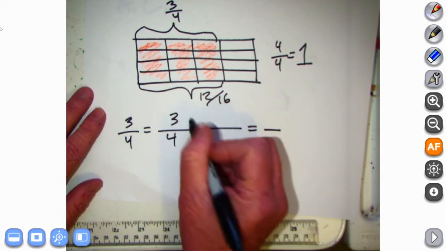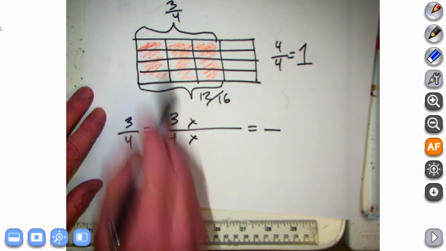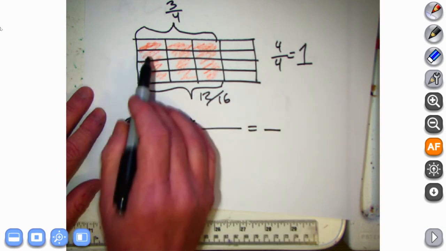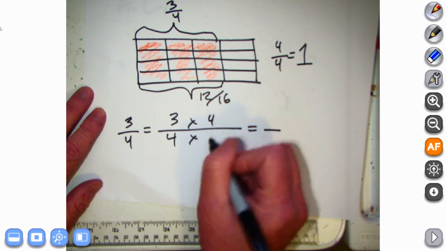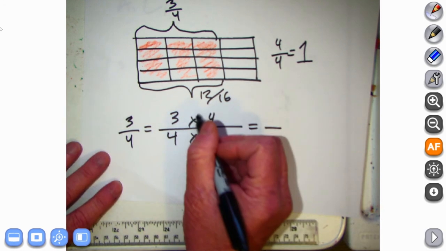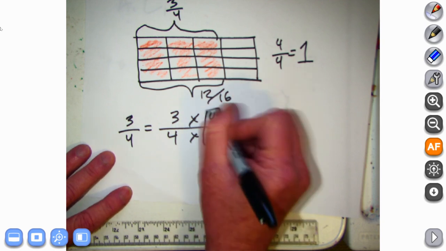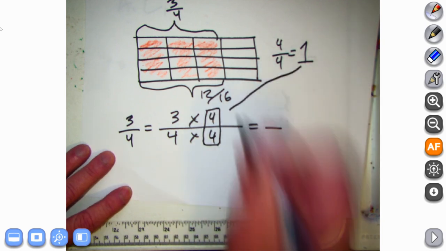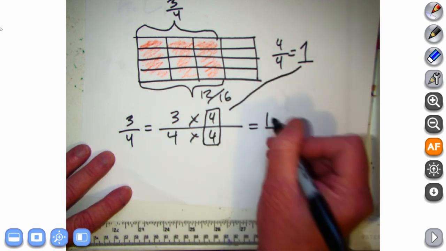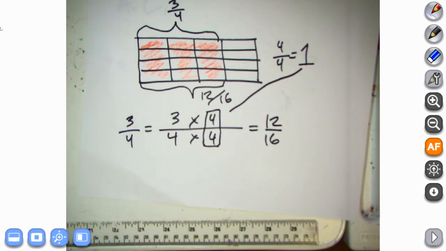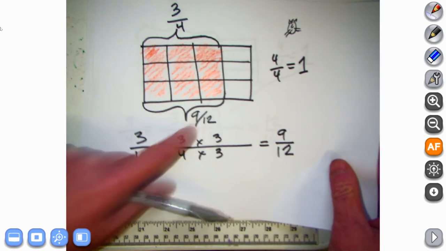What are we going to multiply? Well, we broke this from 1 row to 1, 2, 3, 4. So we'll multiply by 4, and I bet that will work out. 3 times 4. Remember, this is just 1, right? It's just that fancy form of 1, 4/4. So 3 times 4 is 12. 4 times 4 is 16. And there we get it. We also see that 12 16ths is equivalent to 3/4, as is 9 12ths is equivalent to 3/4.